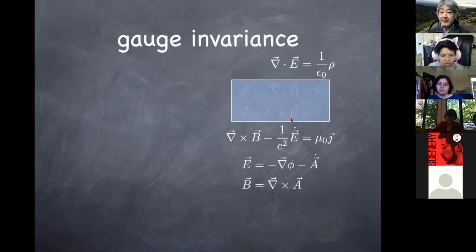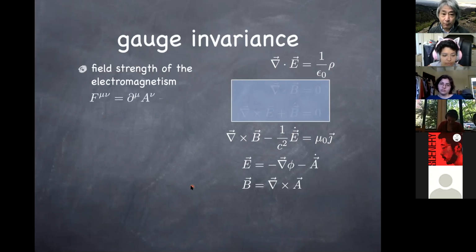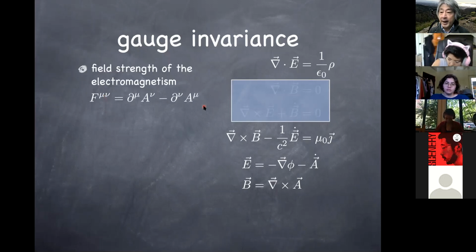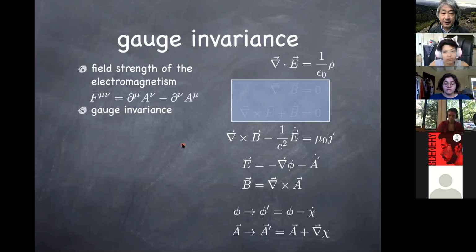Okay, and the gauge invariance also becomes a lot simpler. So we talked about this fact before. The field strength of the electromagnetism is all you care about in classical mechanics, because all you care about is solving the equation of motion, and the equation of motion involves only the field strength, not scalar potential or vector potential. And we just learned that field strength is written in this way in a manifestly Lorentz covariant fashion. And then we also think about gauge invariance.